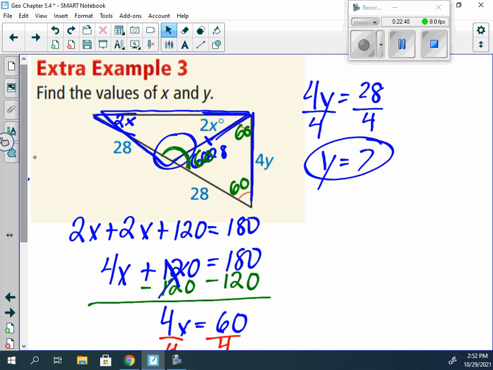The other angles would be 30. So does that 28 actually matter? It's the length of the line. So the distance from here to here is 28. 28 is the length of the line. They're both 30.